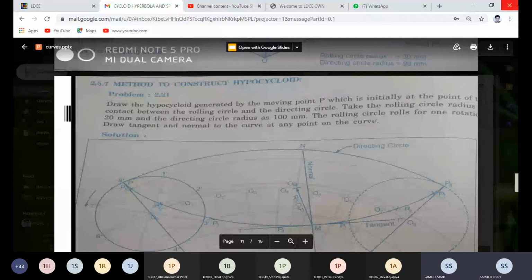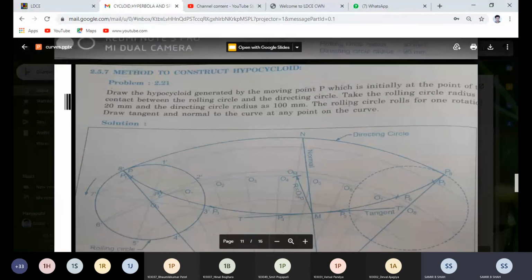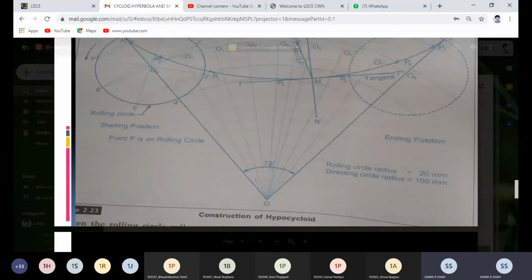Draw the hypocycloid generated by the moving point P, which is initially at the point of contact between the rolling circle and the directing circle. Take the rolling circle radius as 20 mm and the directing circle radius as 100 mm. The rolling circle rolls for one rotation. Draw tangent and normal to the curve at any point on the curve. Okay? Same thing we have to follow. What do we have to start with? Initially find this angle.